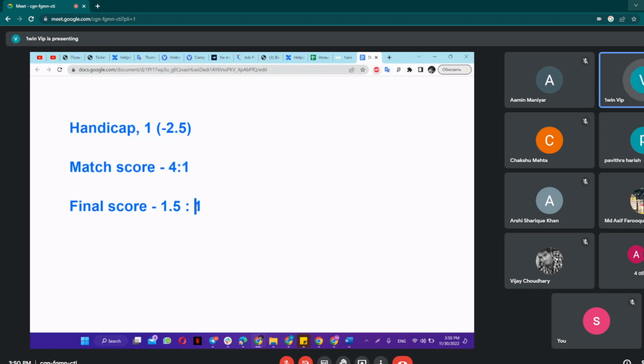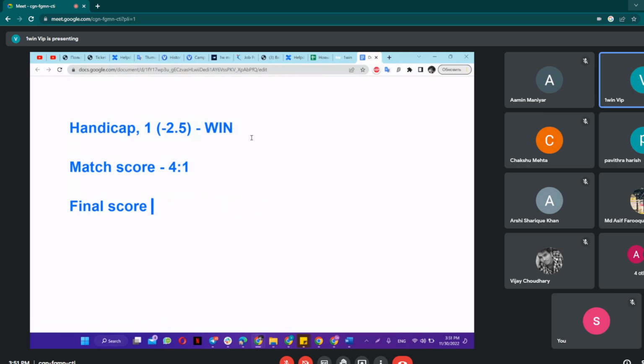So according to this score, 1.5 to 1, which team wins? First team. First team will win, sir. So the first team wins, and we bet that the first team will win. Matching, so the bet will win.